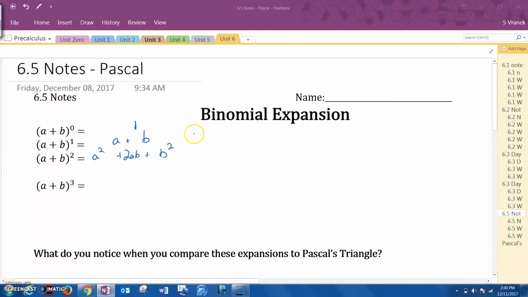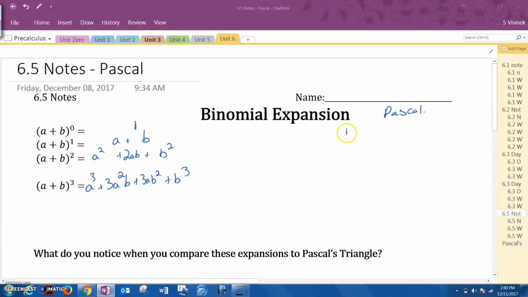You'd have to multiply it and then multiply it again, and it would be a long thing. So instead, you end up getting this: a cubed plus 3a squared b plus 3ab squared plus b cubed. So there's a very specific pattern that is followed by this. The first thing I want to talk about is Pascal's triangle.